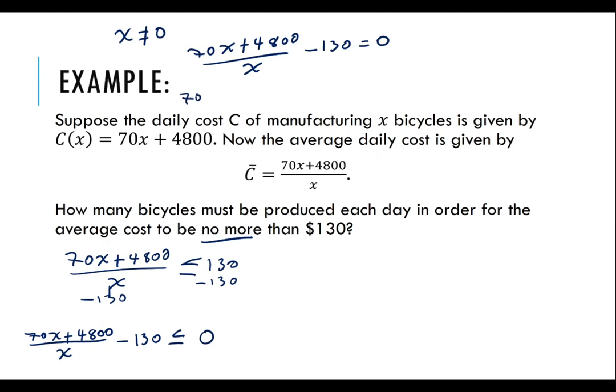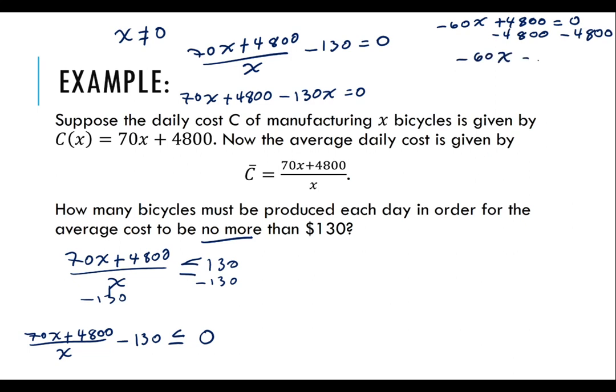That's going to give me 70x plus 4,800 minus 130x is equal to 0. Then I get that 70 minus 130 is negative 60x plus 4,800 is equal to 0. Minus 4,800. Negative 60x is then equal to negative 4,800. Divide by negative 60. Divide by negative 60. I get that x is equal to 80.